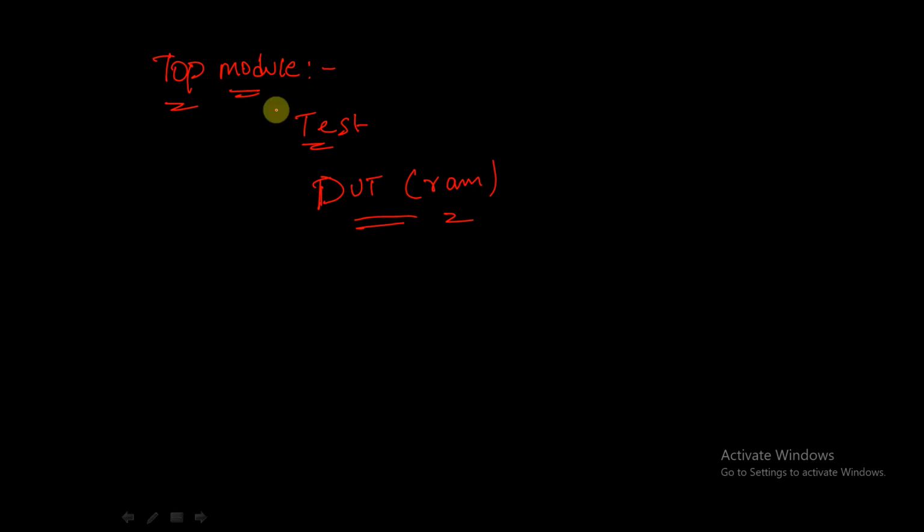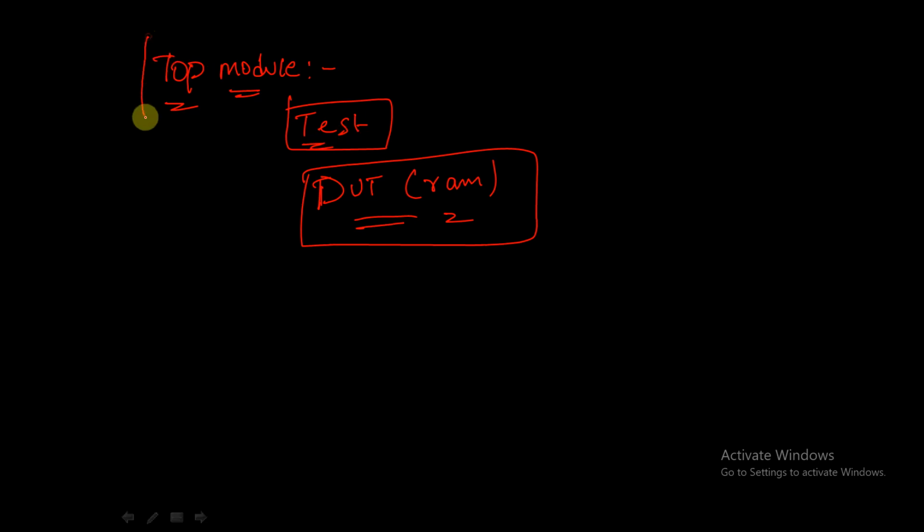So basically the hierarchy is nothing, it will look like this. The top module will consist of our test class and DUT. That is our DUT code, that is our RAM code, which is written inside a module. Okay, our test and DUT are being connected with each other inside the top module. Our test and DUT are being connected inside that module which is known as top module.